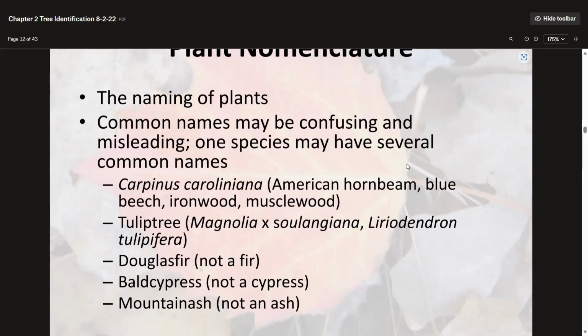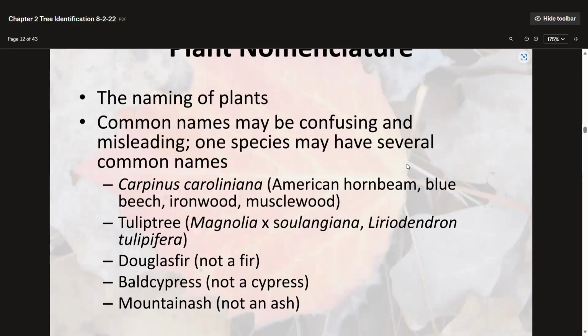Other ones are really misleading, like Douglas fir. It's not a fir tree at all. It's actually in the pine family, okay? But it's called a Douglas fir in common name, right? The mountain ash, not an ash tree. It's actually in the rose family, right? So the common names can be really misleading.